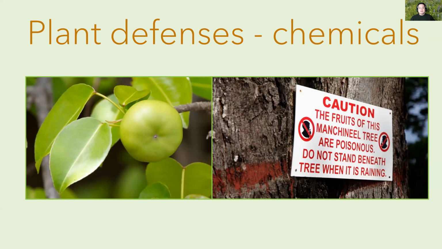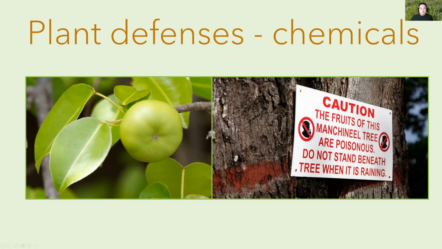But perhaps the most important form of plant defense overall is something that is largely invisible to our unaided eyes. And that is that plants produce an incredible array of chemicals that are specific and very diverse in how they can defend a plant against herbivores.